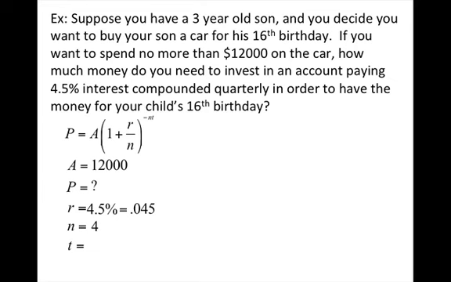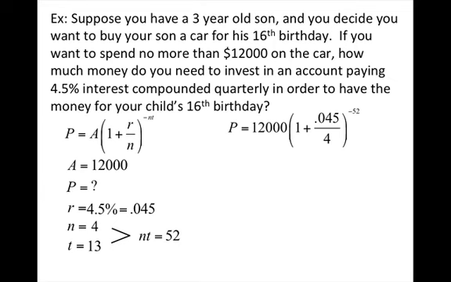T is my time. I want to have this money when my son turns 16, and he's 3 years old now. So that means it'll be 13 years before he turns 16. So I'm going to invest my money for 13 years. And then go ahead and multiply the N times T. 4 times 13 is 52. So if I plug this into my formula, I get 12,000 times 1 plus 0.045 divided by 4 raised to the negative 52 power.